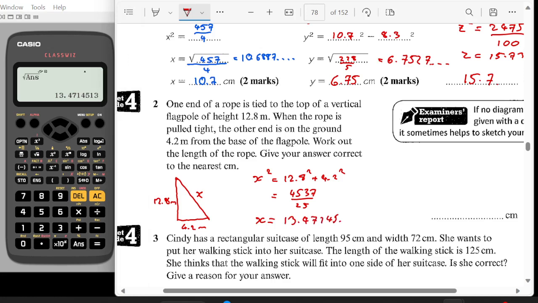13.47145 dot dot dot. Giving your answer correct to the nearest centimeter, well, these are in meters, so I'm actually going to my second decimal point because that will be my centimeter value. So the answer is 13.47 meters, or 1,347 centimeters.